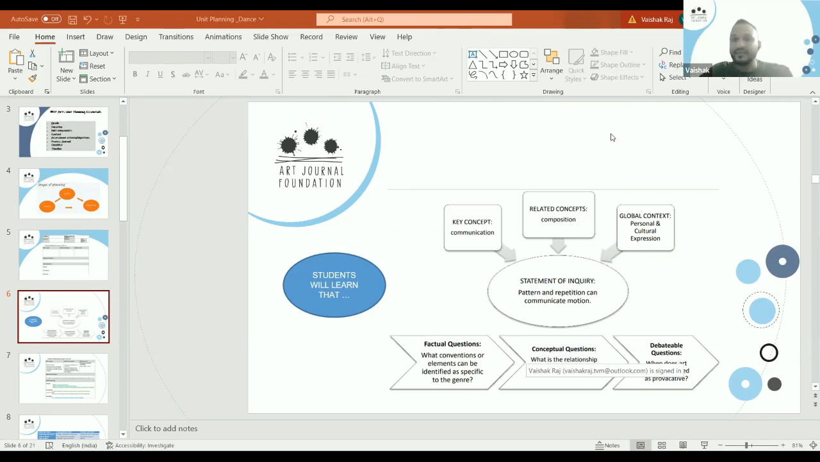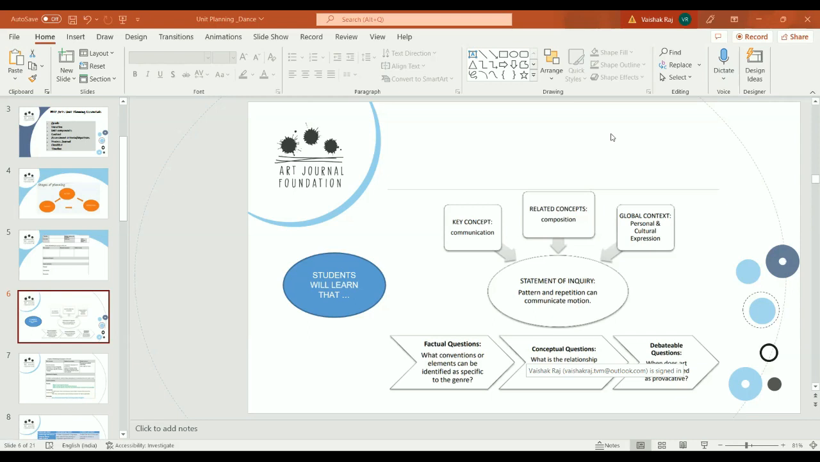I use a technique which I've learned from my senior educators. Use this line: the students will learn that. First of all, you make this statement of inquiry. Art explores this, or art identifies whatever. But then, just to check whether it's right in the right sentence, use this phrase in between before. Students will learn that.